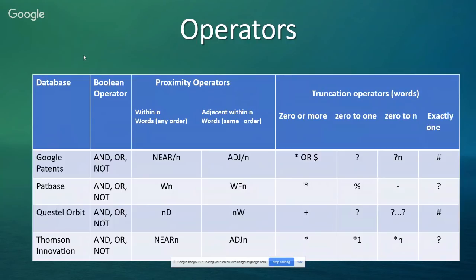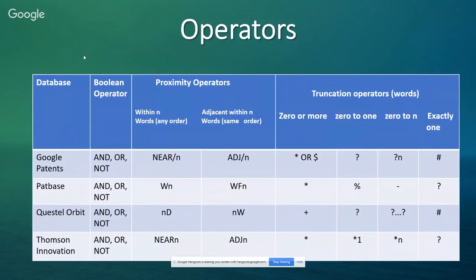So if you just focus on Google Patents, there are two kinds of operators. One is NEAR, and the next one is ADJ, which means adjacent. But if you look closer, when you use the proximity operator NEAR, it searches for n words in any order.